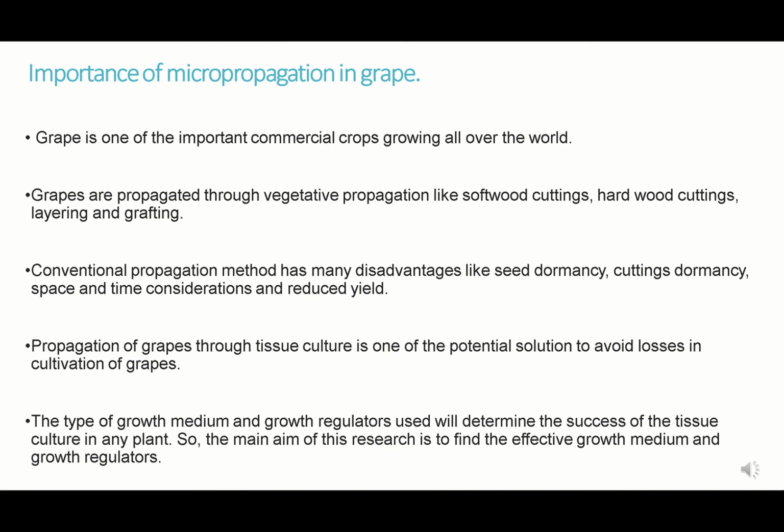The growth media I am going to use in this research are Woody Plant Medium and half strength MS medium. Woody Plant Medium contains reduced salt concentration compared to the MS medium, and it proved to be efficient in trifoliata micropropagation. So I'm going to compare the efficiency of these media and MS medium in the micropropagation of grapes. The main aim of this research is to find the effective growth medium and the growth regulator.